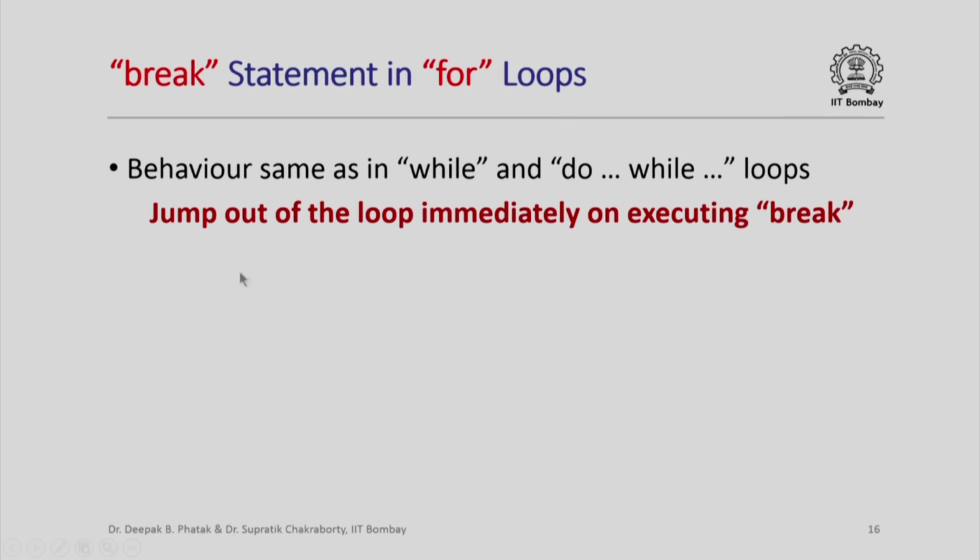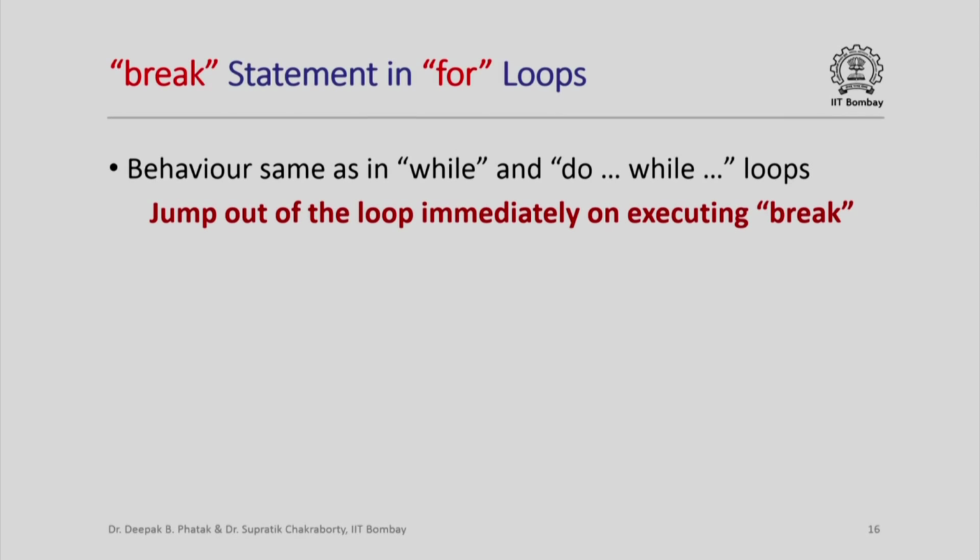Now just like in while loops, we can also have break statement in for loops, and the behavior is exactly the same as in while and do while loops. What is this behavior? That we must jump out of the loop immediately on executing break without executing any further instructions inside the loop.